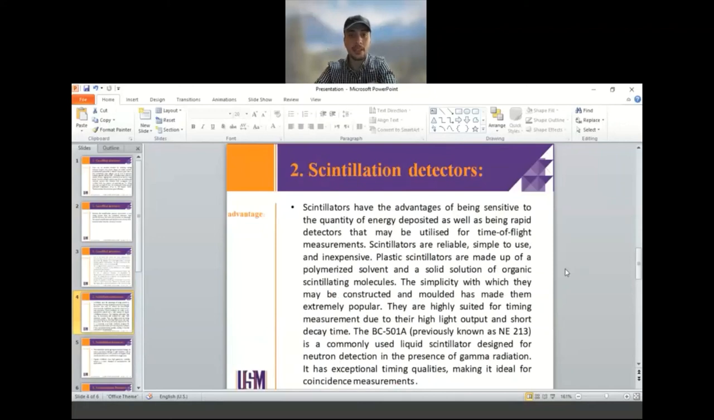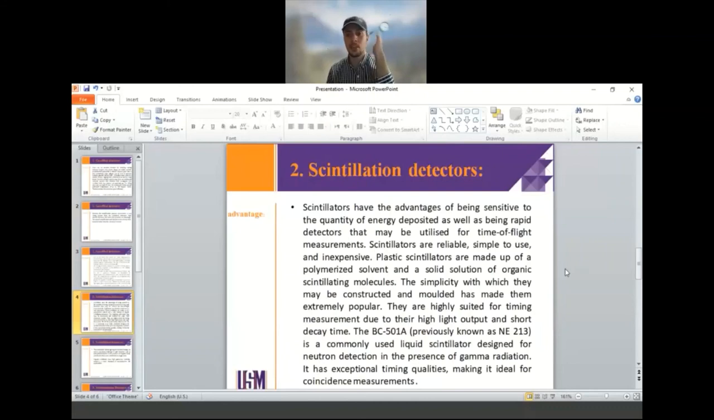Now, the second type, scintillation detectors. Scintillators have the advantage of being sensitive to the quantity of energy deposited, as well as being a rapid detector that may be used for time of flight measurement. Scintillators are rugged, simple to use and inexpensive.